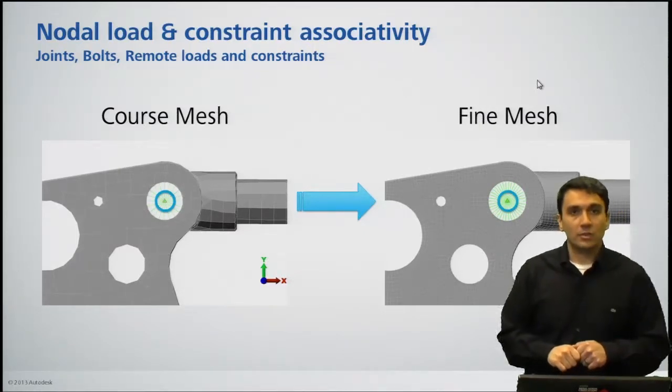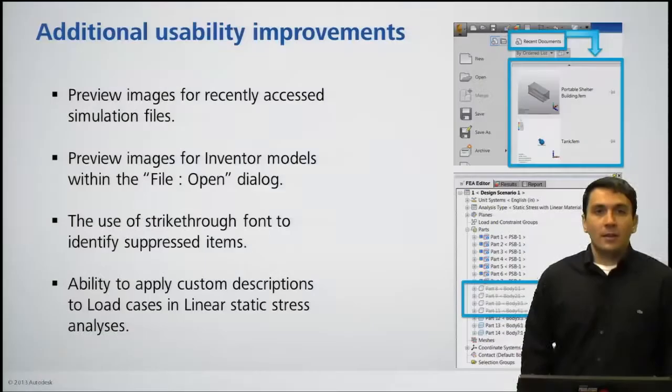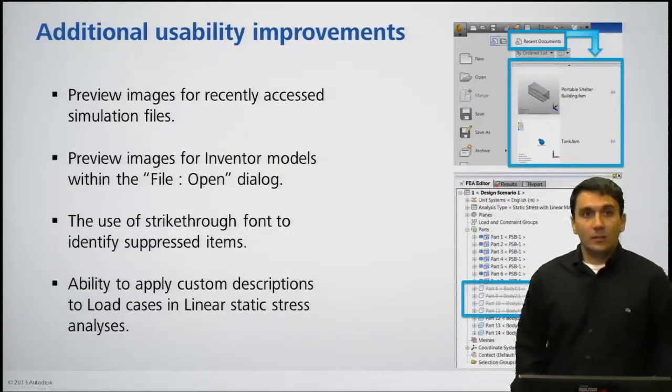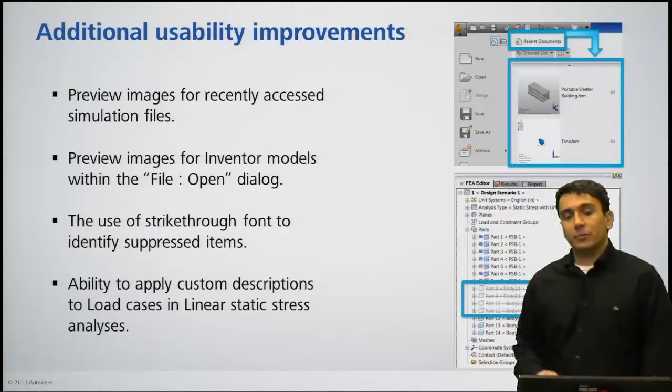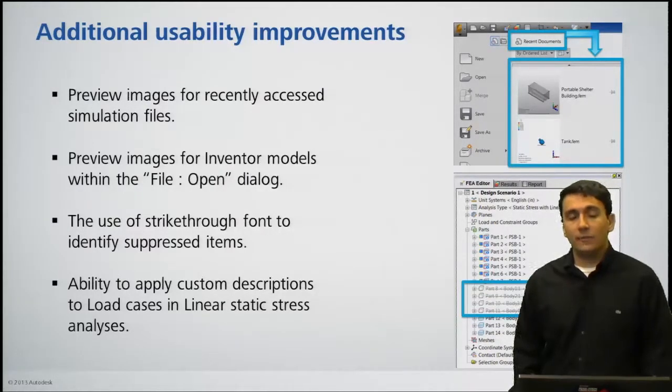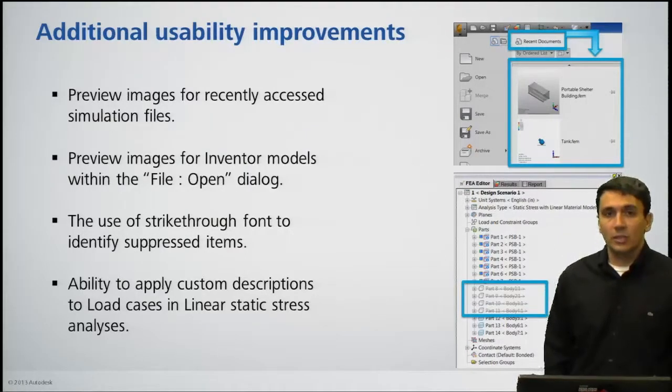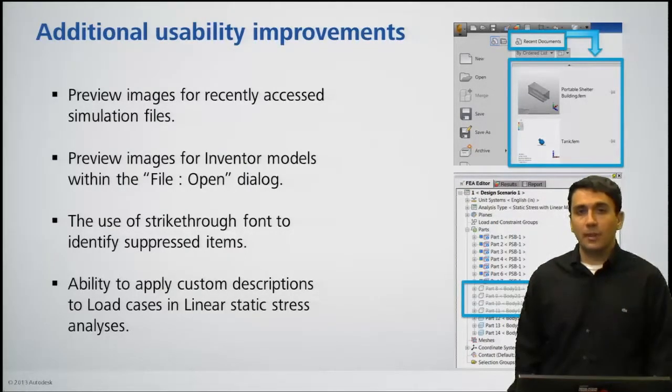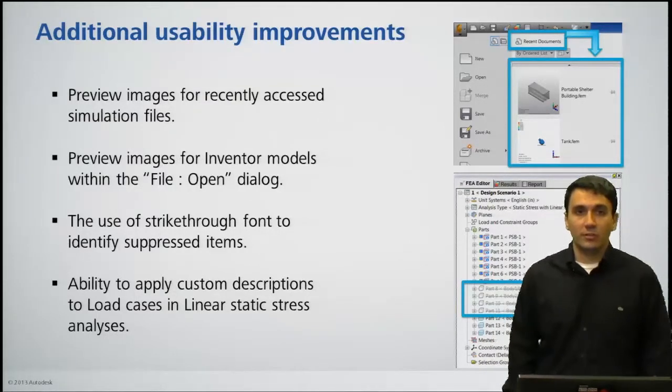And we covered some of our nodal associativity. In the next couple slides, I will talk a little bit about some of the additional usability improvements we've introduced in the 2014 release for Autodesk Simulation Mechanical. I will highlight some items in our FEA editor, which is our preprocessor. I will talk a little bit about the results interface and material library manager. And then I will touch on some of the improvements to the report generator.